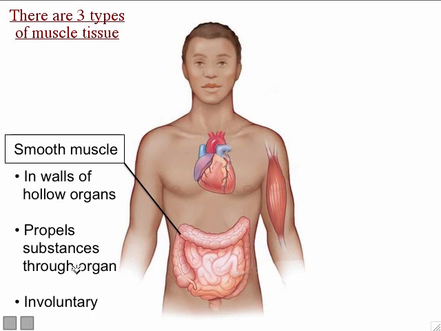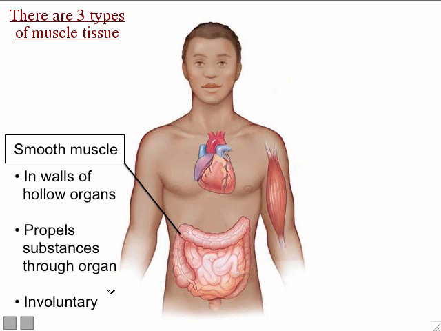Now, smooth muscle is an involuntary muscle tissue, and that means you do not have conscious control when it contracts and relaxes. You cannot consciously make your smooth muscle in the walls of your hollow organs contract, and you cannot consciously make it relax. Your body runs that for you. Your body contracts and relaxes the smooth muscle tissue in your body for you. You do not do it consciously, so it's involuntary. It's an involuntary muscle tissue type.